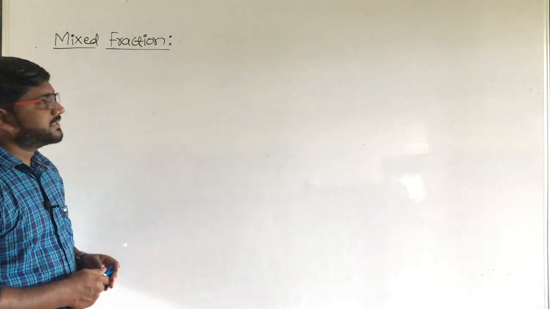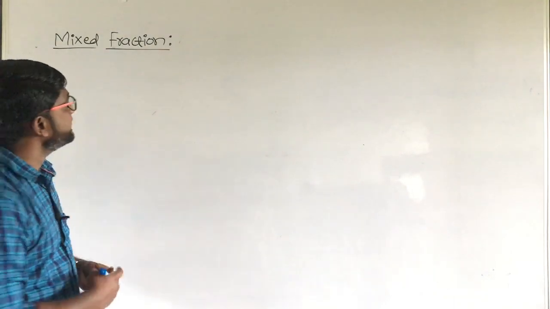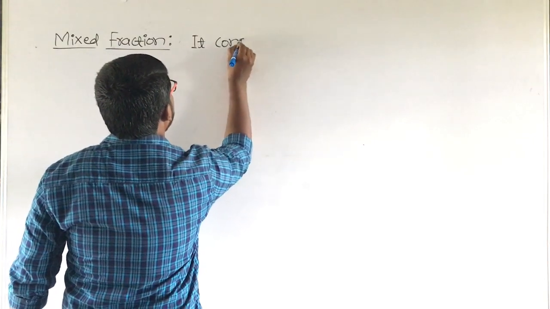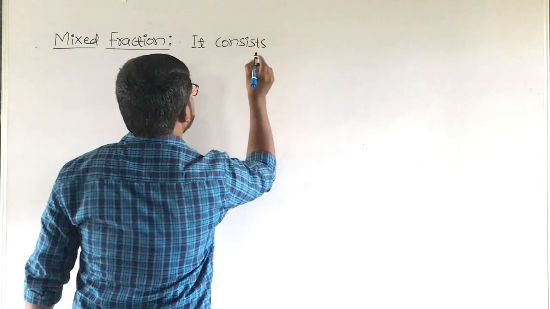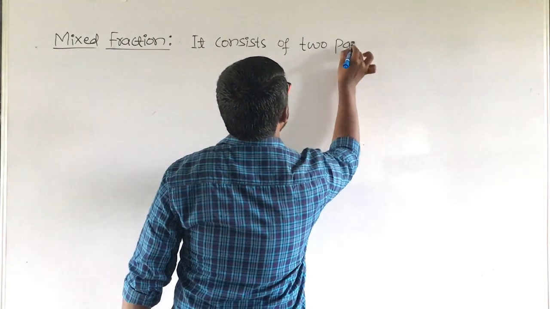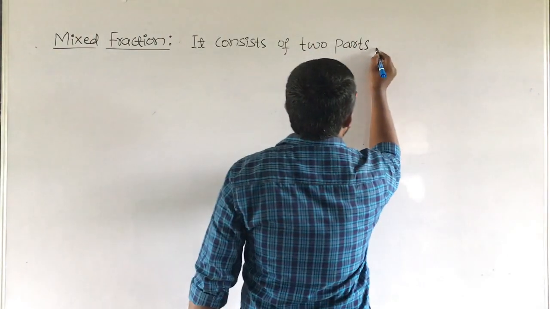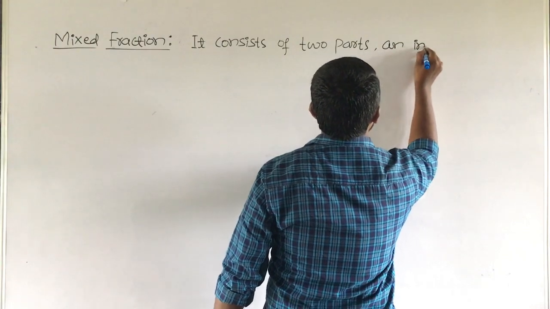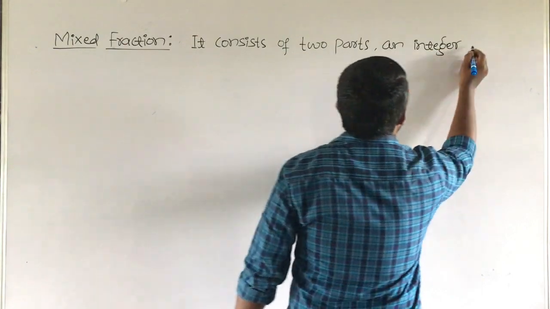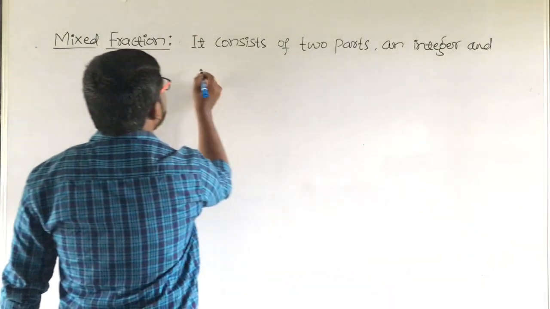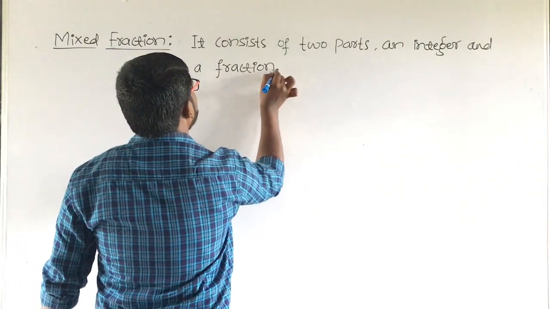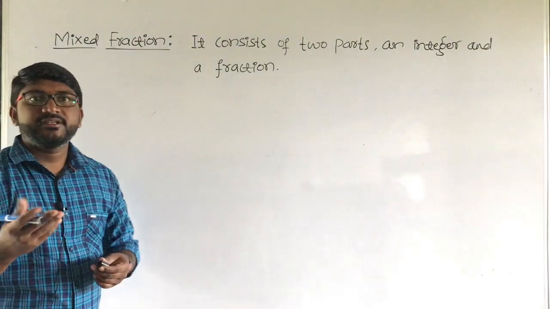Well, now we are going to discuss the mixed fraction. See the definition of a mixed fraction. It consists of two parts, an integer and a fraction. ಕನ್ನಡದಲ್ಲಿ ಮಿಶ್ರ ಭಿನ್ನ ರಾಶಿ ಅಂತ ಹೇಳ್ತೇವೆ.